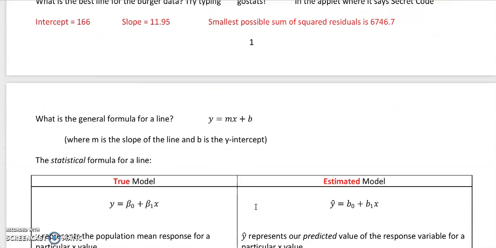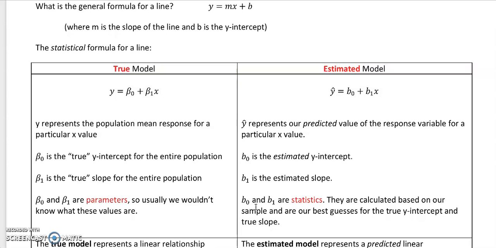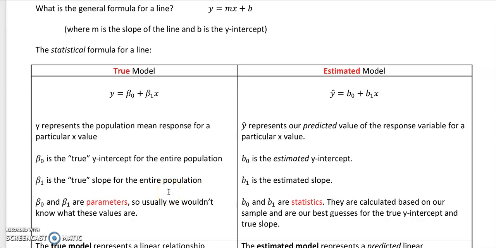Now in statistics, we use that same general formula, but we'll write it a little bit differently. And we're going to have two different lines that we're going to talk about. The first one, we're going to refer to as the true model. Basically, think of this as if you had data for the entire population. So for the fast food burgers, this would be if I had data on every single fast food burger in the world. I could talk about beta 0, which in this case would be my true y-intercept for the entire population. I could talk about beta 1, which would be my true slope for the entire population.